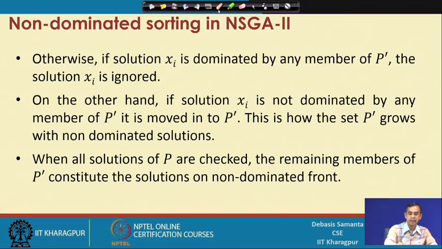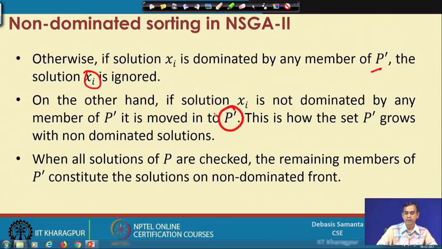Here again, if solution xi is dominated by any member of P dash, the solution xi is ignored. This solution need not be considered in P dash. On the other hand, if solution xi is not dominated by any member of P dash, it is included into P dash, because xi is therefore a solution in the non-dominated form. This way P dash grows as we check all the solutions xi belonging to P, the current solution, one by one, and when all the solutions of P are checked, the remaining members of P dash constitute the solution on the non-dominated front.